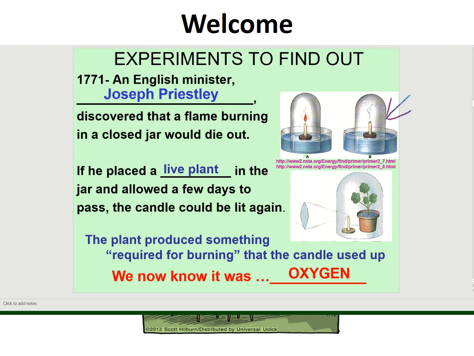If he placed a live plant in the jar and allowed a few days to pass, the candle could be lit again. So here's the plant, and the plant is with the candle. Remember, the candle just turned off. That's what happened. So then how is it that he's not going to open up that vacuum? That's called a vacuum, by the way, where the plant and the candle are in. There's nothing going in or out of there except whatever the plant brings and the candle brings, right?